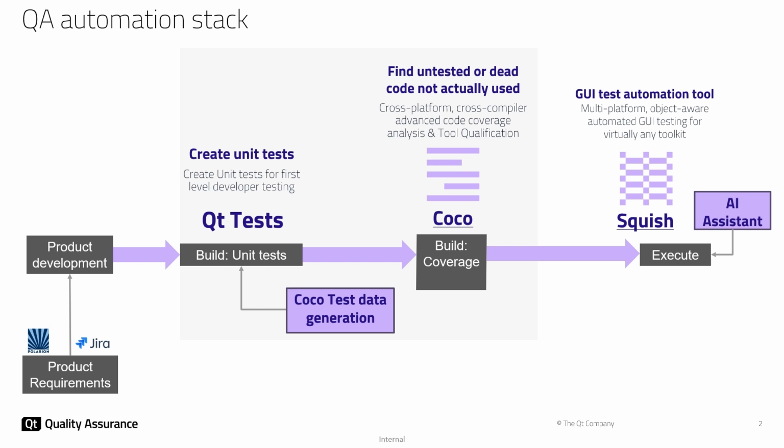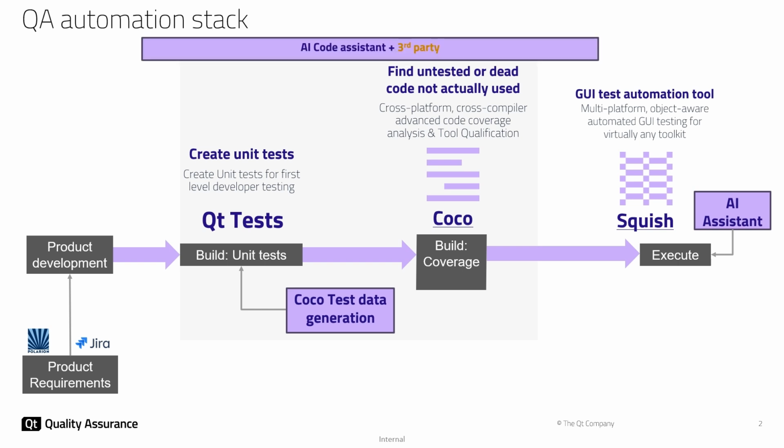Beyond Qt's own tools, AI code assistants can integrate into your workflow, helping generate or refine unit tests and Squish scripts using large language models. As manual testing is still an integral part of the testing strategies, Qt tools also allow you to integrate those efforts seamlessly in the automation stack.